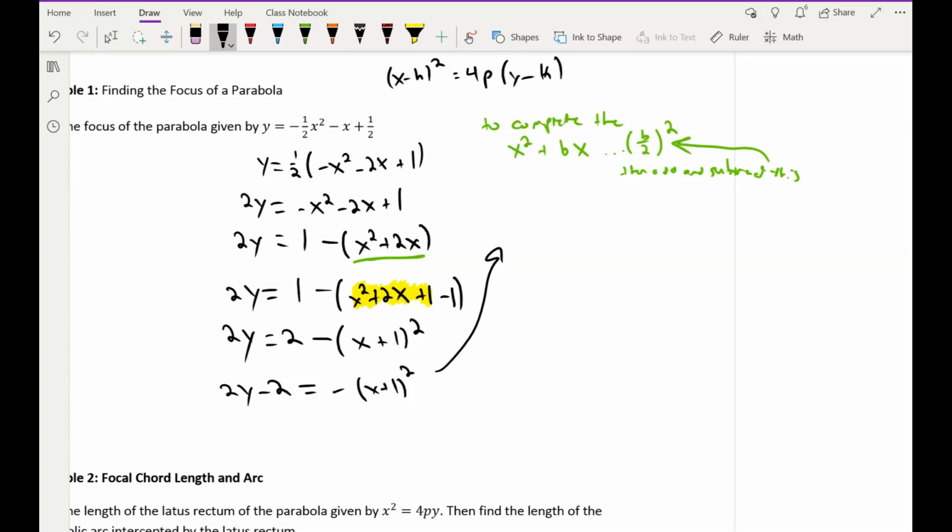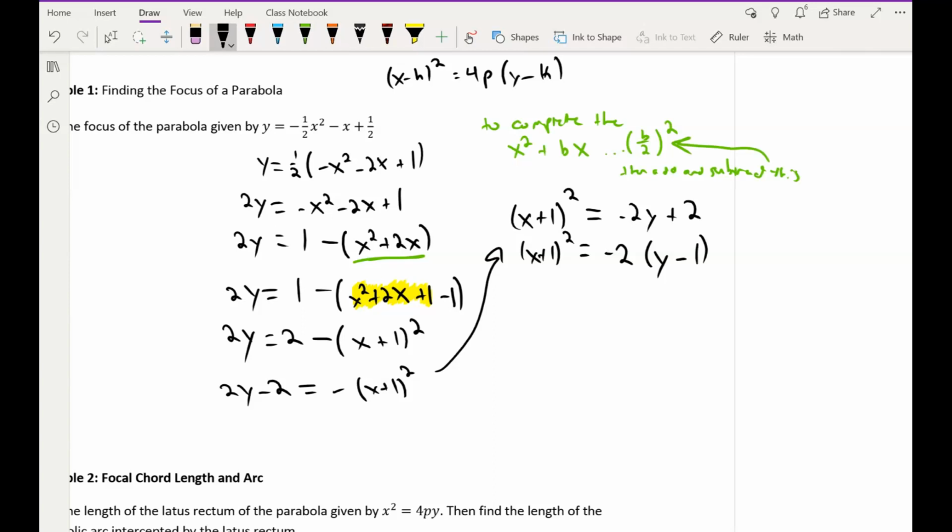So we divide by that negative, and we're left with (x + 1) squared, or (x - h) squared, equals, then divide by that negative, we have -2y + 2. Okay, and now we want this to be 4 times some value p times (y - k). So what we can do is just factor out a 2. We have (x + 1) squared equals -2, factor out a -2, -2 times (y - 1). And now we have it in the form we want.